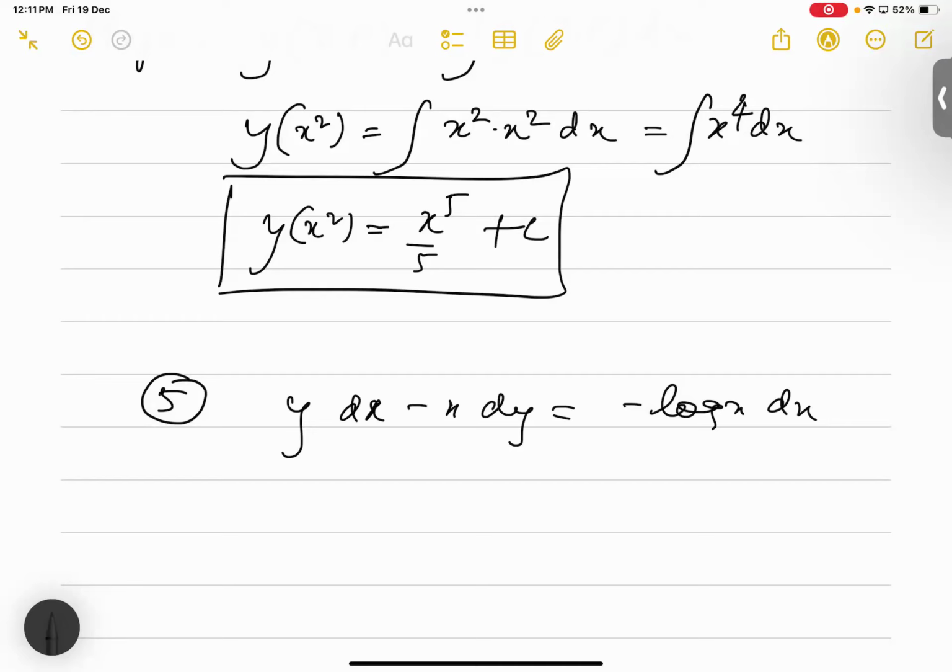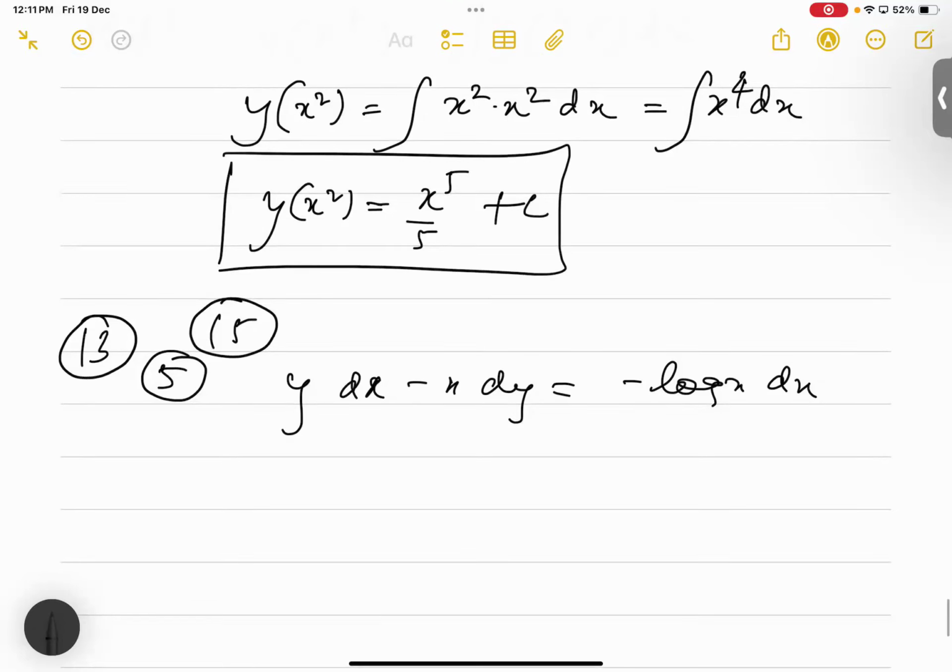Now this problem is similar to question number 13 in some of the textbooks, and similar to question number 15 in some other textbooks. So 5 and 13 or 5 and 15 are same. Just mark it. First observe the question and then you can comment whether it is same or not. The only thing is that minus log x they have taken on the left hand side. So we'll start with this problem. Just take a good look at this particular problem.